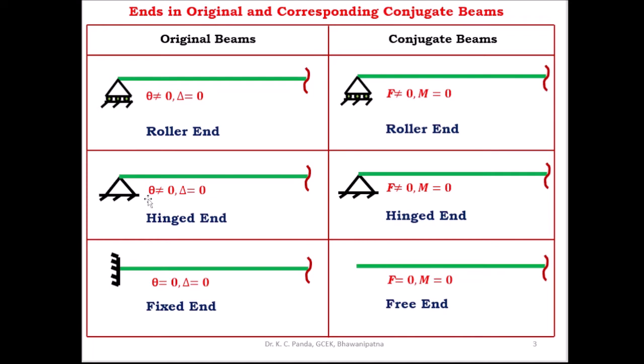Then here this is the hinge support. So at hinge support the slope is not equal to 0 and the deflection is equal to 0. But in conjugate beam at the hinge support the shear force is not equal to 0 and bending moment is equal to 0. And in the original beam, if the end is fixed support, here the slope is 0 and the deflection is 0. But in conjugate beam, at the free end the shear force is 0 and the bending moment is 0.